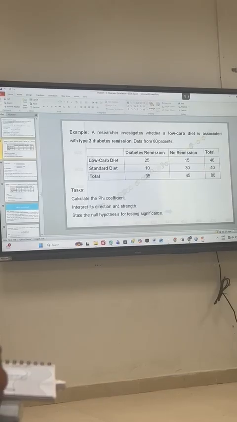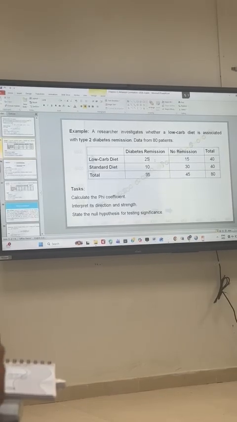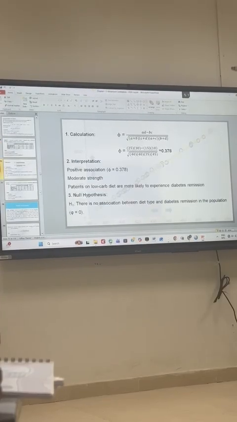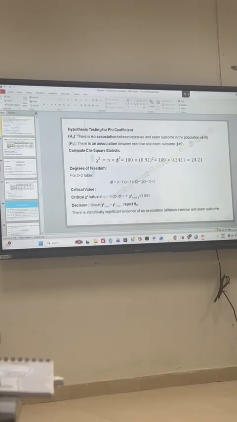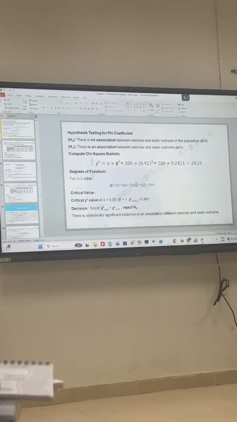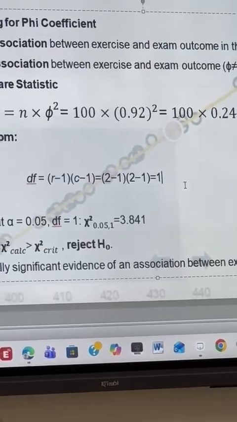So here, how many columns? Two. Rows? 1, 2. So how many degrees of freedom should be used here? R minus 1 into C minus 1. So 2 minus 1 into 2 minus 1. So 1 into 1, we use 1 degree of freedom.